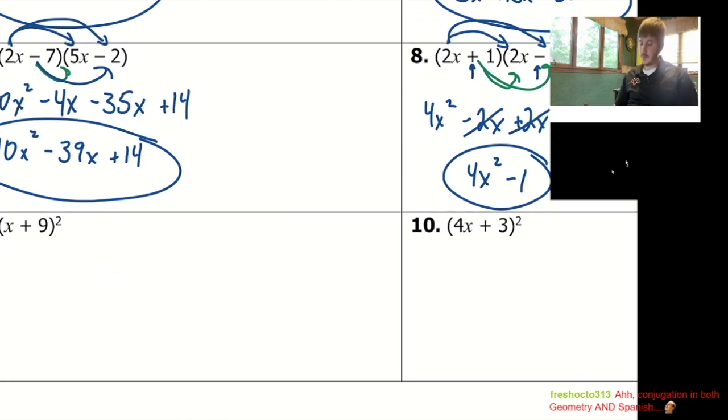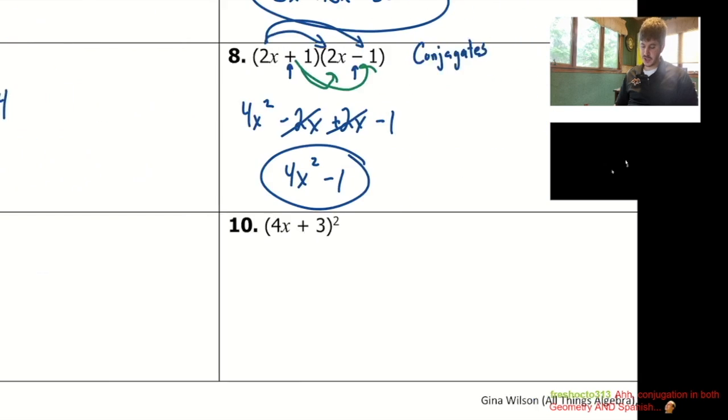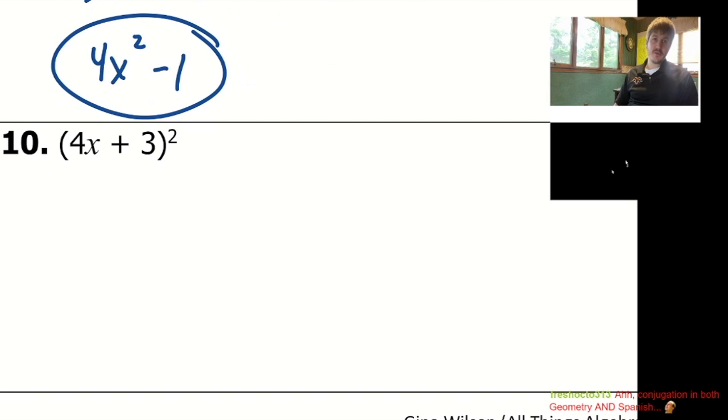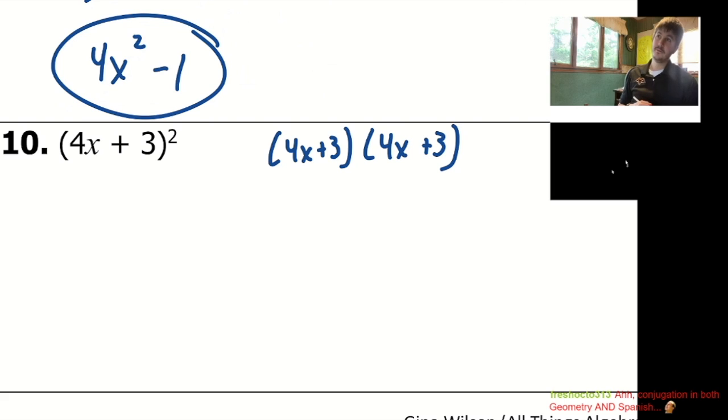And we'll do one more on this page. I'll just jump to number 10. Number 10 just says 4x plus 3. But then they say square. So this is sometimes a hidden box method or hidden FOIL, because think about when you're squaring something, what it means. It means you're multiplying the thing by itself. So it's really 4x plus 3 times 4x plus 3. So that's what that square means, and that's why you would need to do box method.